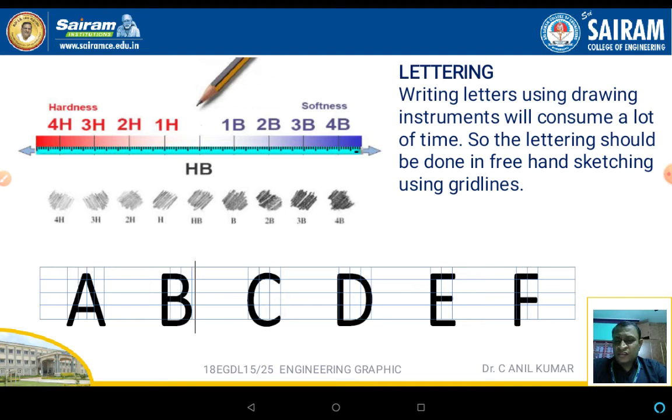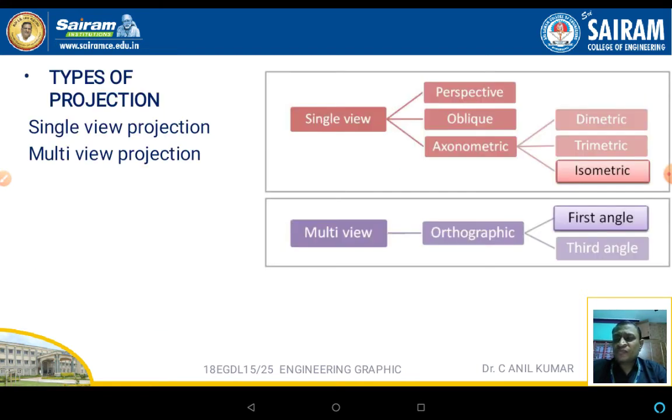Here in this case, these six letters A B C D E F are represented, and the space consumed by each letter is different, but all the letters will have the same size. Even the size matters with respect to engineering drawing.